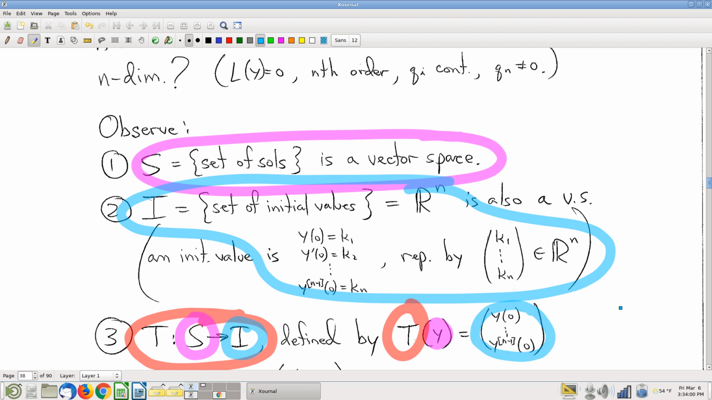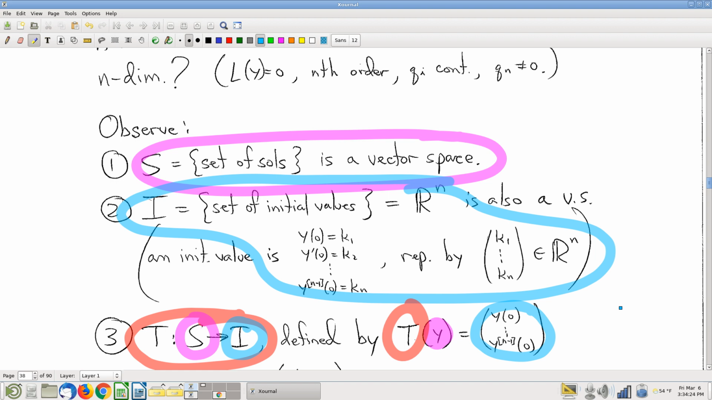Whatever y's corresponding initial values are. Now that's weird, right? But look, if you give me a y, I can plug in x equals 0 and compute y of 0. And I can compute y prime of 0, and all these different things. So you give me this input, I give you this output. That's what T does. Okay.